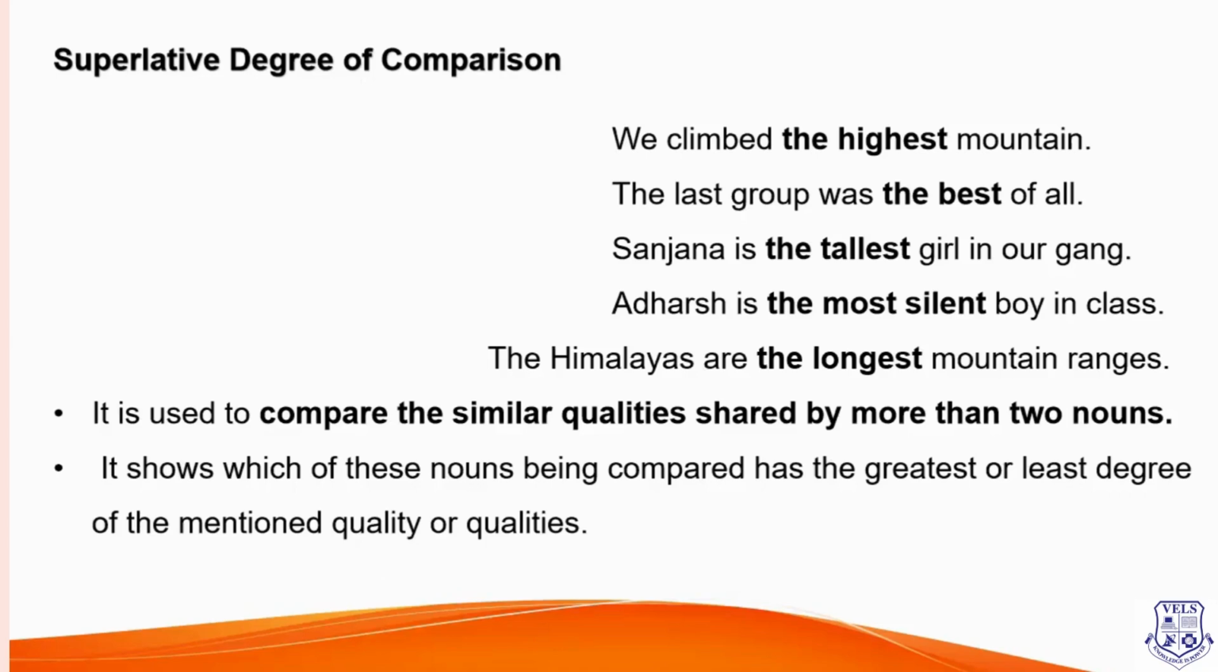Look at the examples. We climbed the highest mountain. The last group was the best of all. Sanjana is the tallest girl in our gang. Adarsh is the most silent boy in class. The Himalayas are the longest mountain ranges. So here, the adverbs and adjectives are used to compare qualities shared by more than two nouns. Here, you have to just look at the sentence very carefully. The comparison is not made between two persons, but the comparison is made in general or sometimes more than two nouns.